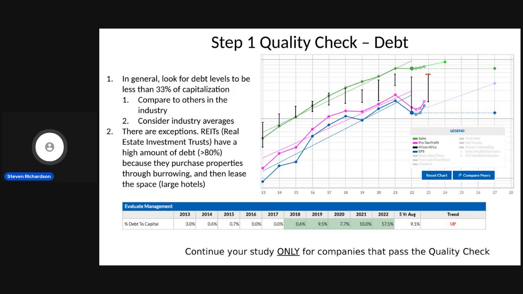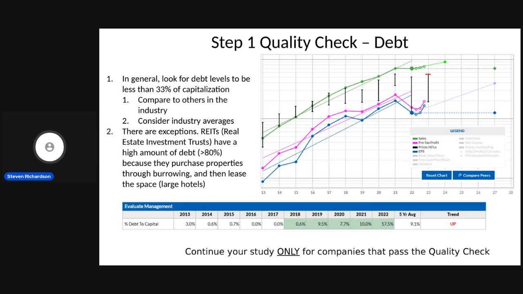Okay, debt. Next thing to look at is debt. In general, you look for debt levels to be less than 33% of capitalization. You compare to others in the industry and consider the industry averages. You compare peers and see this company, 5-year average 9%, and it's an upward trend, the debt. Debt is not bad. You need debt for capitalization or other reasons, established credit. But there are exceptions to the 33%.